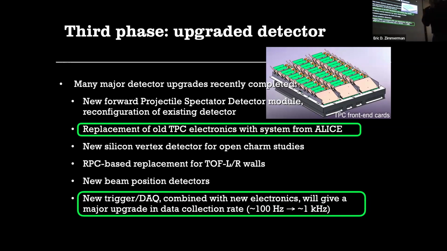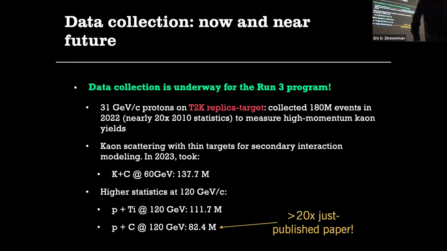So I told you about these 3 million and 10 million event data sets. In 2022, we took our first physics data on a new replica of the T2K target, and we got 180 million events. This is going to give us enough statistics to reliably measure the high momentum kaon yields, which dominate the high energy tail of the T2K neutrino flux.